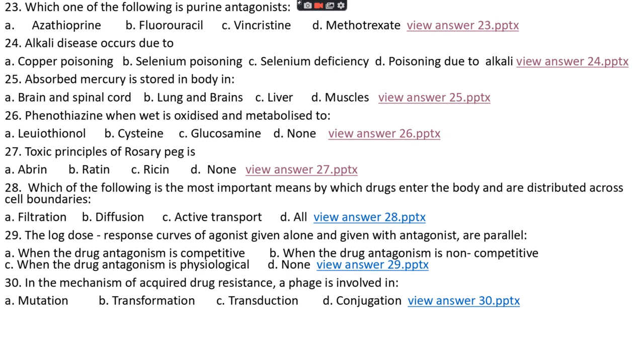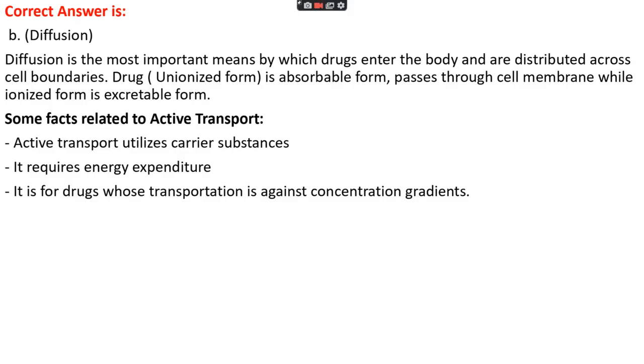Question number 28. Which of the following is the most important means by which drugs enter the body and are distributed across cell boundaries? Option A, filtration; option B, diffusion; option C, active transport; option D, all. The right answer is option B, that is diffusion. Diffusion is the most important means by which drugs enter the body and are distributed across the cell boundary. Drugs in unionized form are the absorbable form and pass through the cell membrane, while the ionized form is the excretable form.